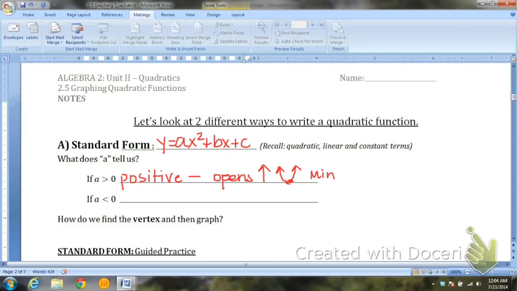Okay, if a is less than 0, then it means it's negative. So if a is negative, that means it's going to open down, right? So it's going to open down. If it opens down, then it has a high point, or we would say it has a maximum.